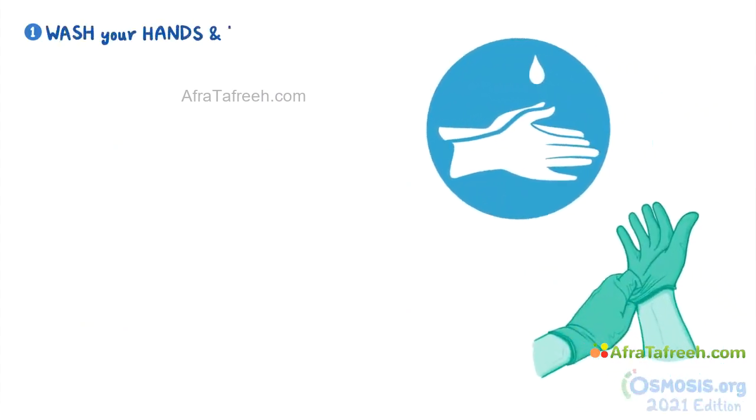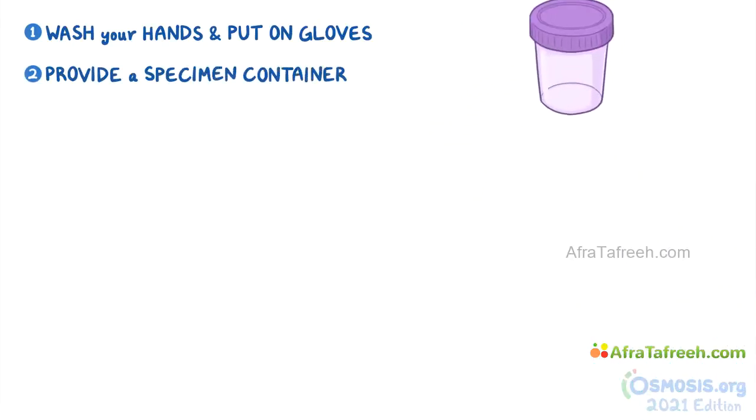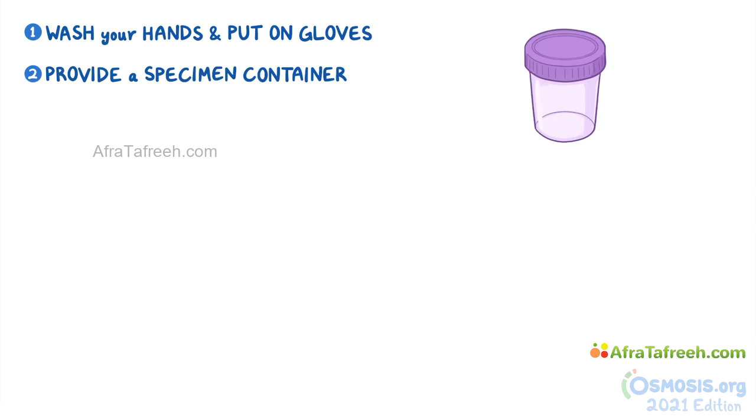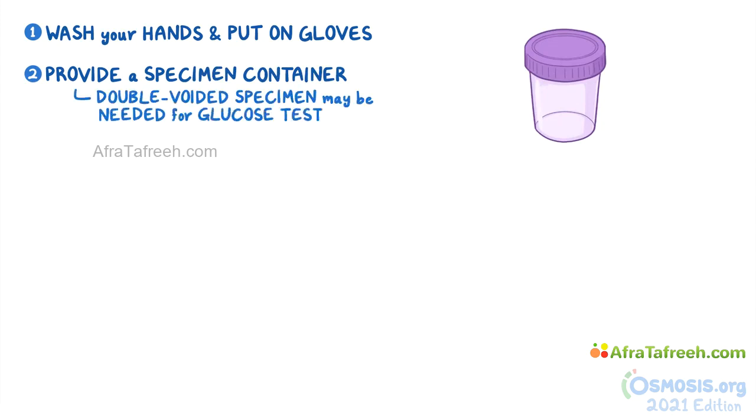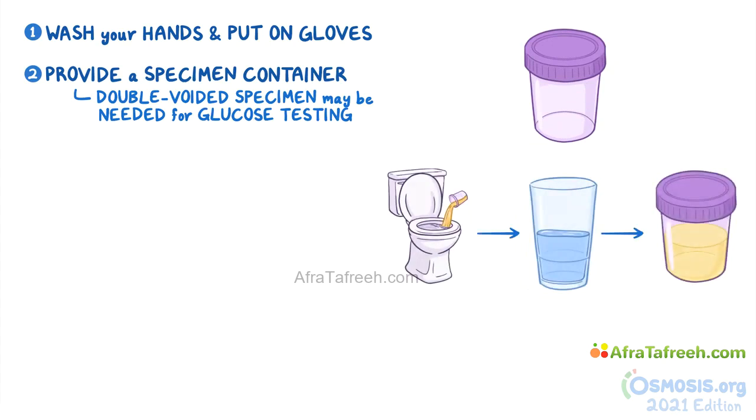Wash your hands and put on gloves. Provide the client with a specimen container and ask them to void into the container. You usually need a random urine specimen. However, a double voided specimen may be needed for glucose testing. In this case, ask the client to void, discard the urine, ask the client to drink a glass of water, and then have them void again.